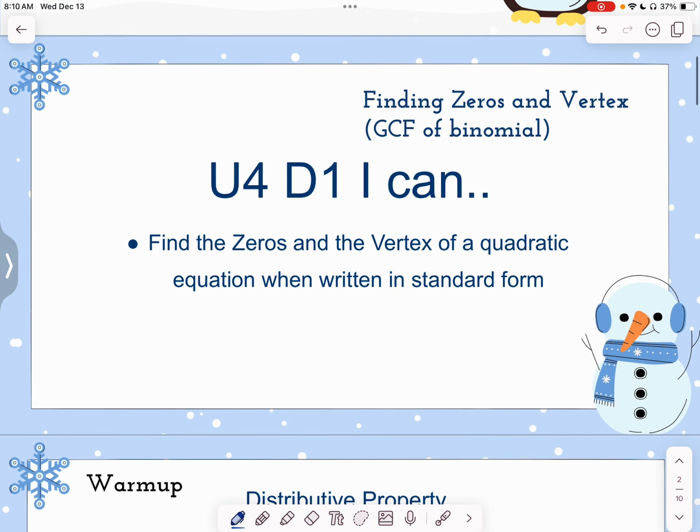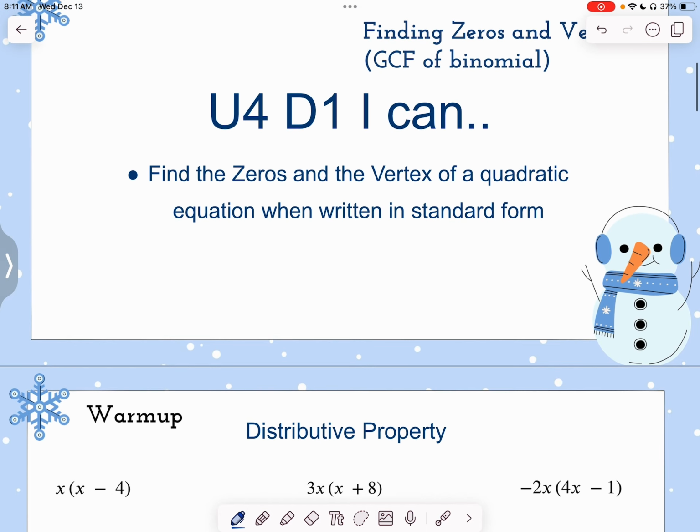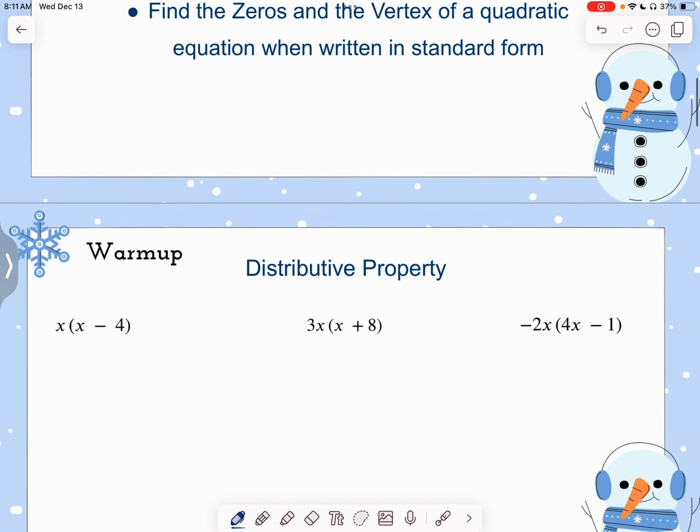So today we're going to talk about some new vocab words: finding zeros, finding the vertex, the GCF, that is the greatest common factor of a binomial. We talked about those words, binomial, I was pretty sure, maybe not. So we're gonna find the zeros and the vertex of a quadratic equation written in standard form today.